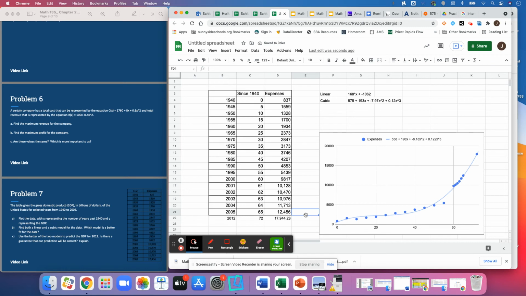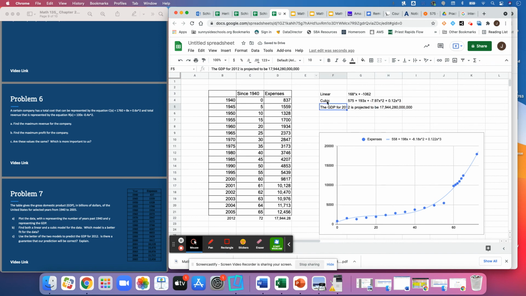So what we have, everyone, is that for Part C, the gross domestic product in 2012, this model predicts that it's going to be $17,944 billion, projected to be 17,944,280,000,000. And so there's that number spelled out, everyone.